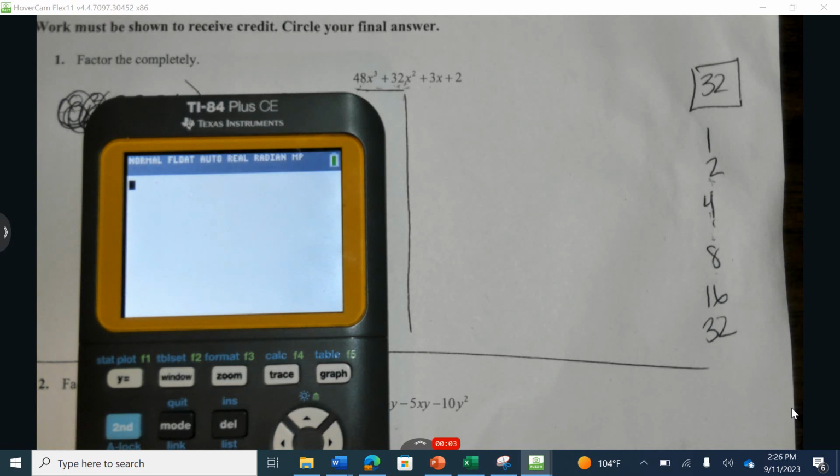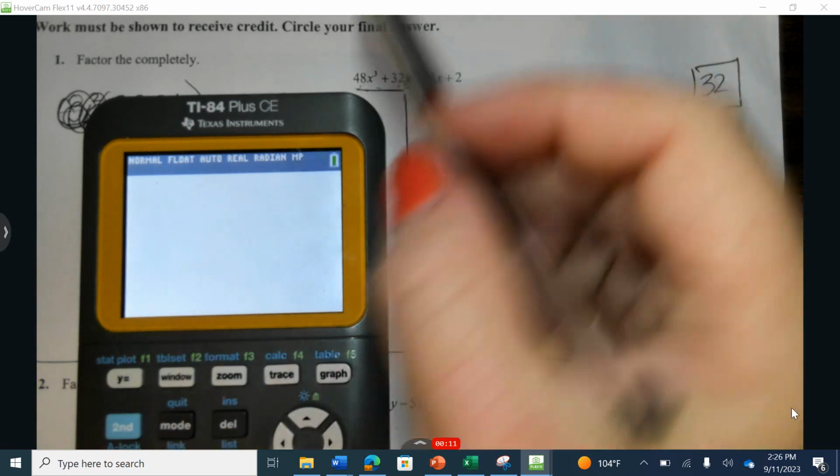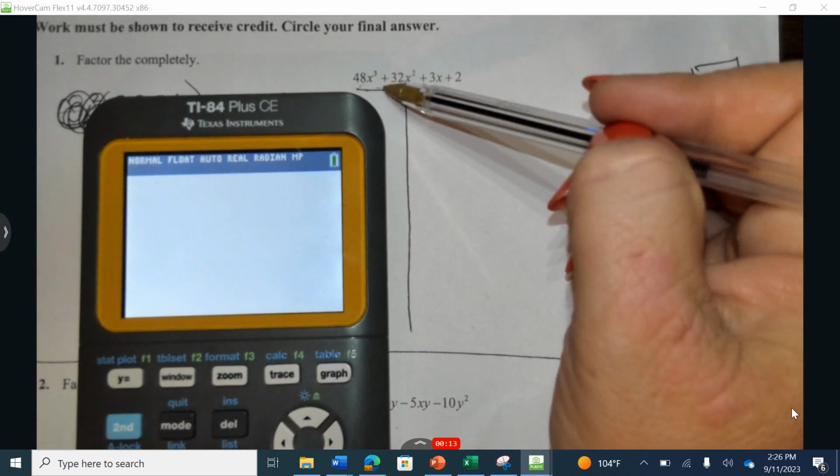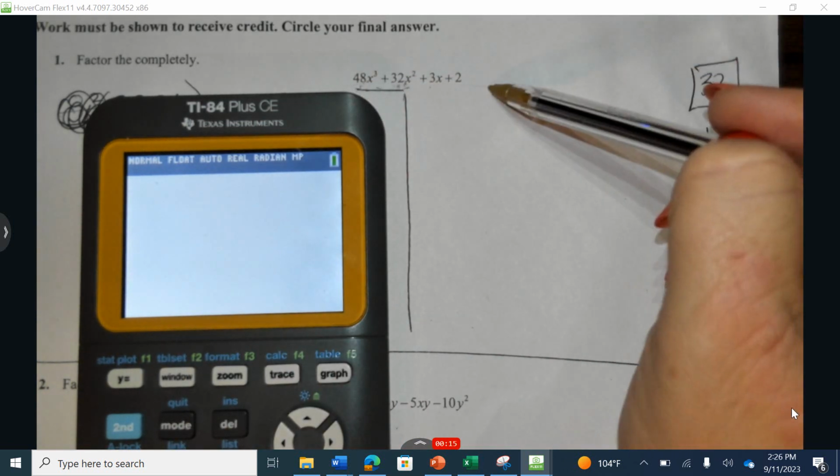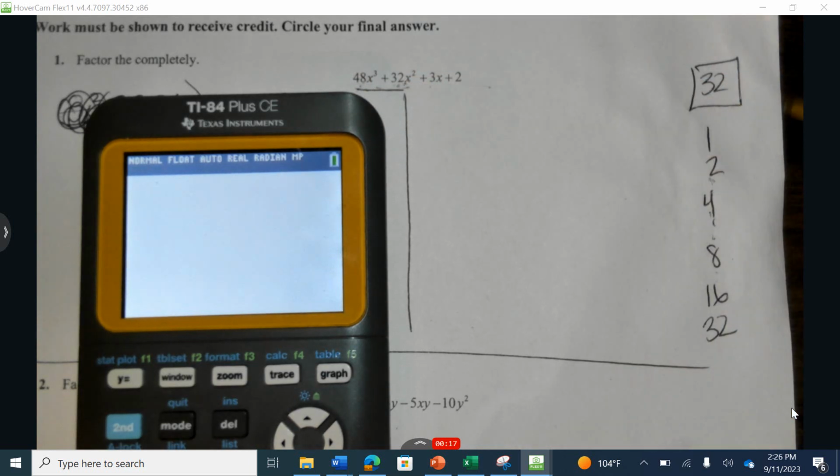Factoring by grouping, let's look at number 1. The common mistake I saw is that students did not factor out a large enough numerical value. So I'm going to start with the smaller of the two front numbers. This is in standard form, is 32. And then I need to recognize all the numbers that nicely divide into 32.